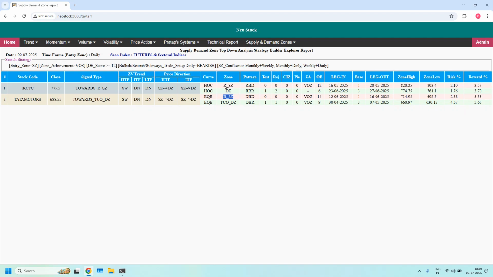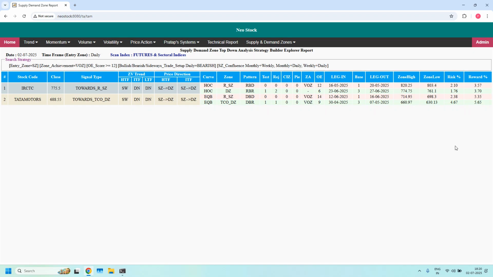In both these stocks, the daily supply zones are overlapped with weekly supply zone. Both together again overlapped with monthly supply zone. But the monthly trend is sideways. In a sideways trend, EMA does not give any advantage, so we are not checking with EMA confluence. So this is about a bearish trade setup for monthly income trade.